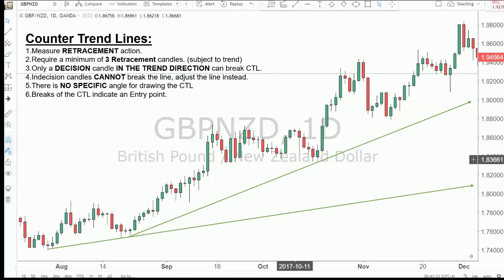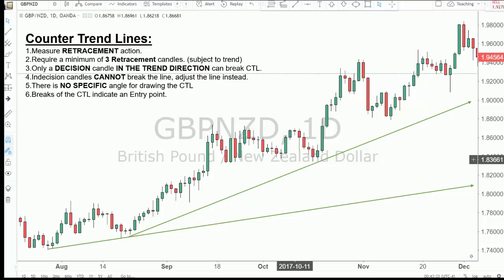Why? Well, in our candlestick video, we talked about an indecision candle, or a candle that is mostly wick, being a non-actionable candlestick formation. The name itself says it all. It's indecision. So since the market doesn't know what it wants to do at that point in time, it cannot be allowed to break the counter trend line. You would simply absorb it into the retracement. When you see a decision candlestick formation that breaks the counter trend line, you've got yourself an entry point.